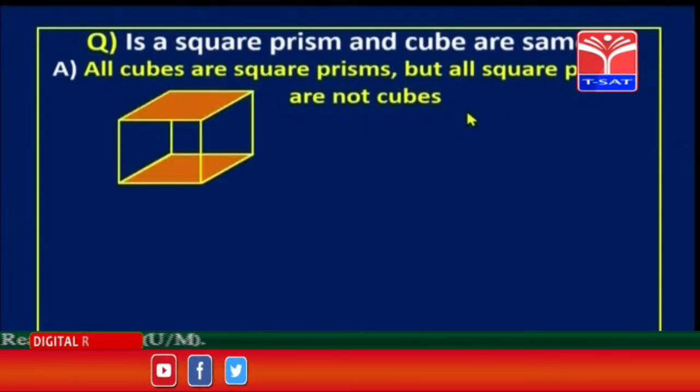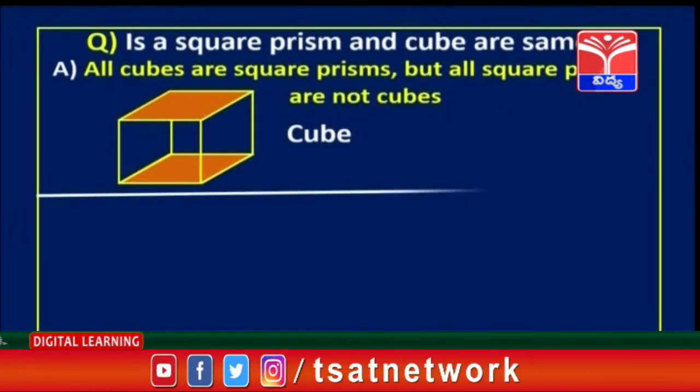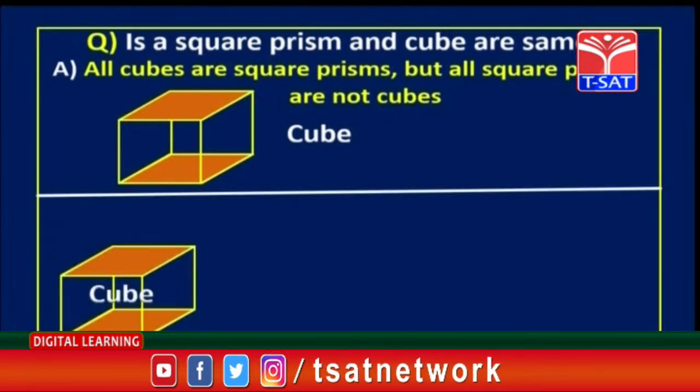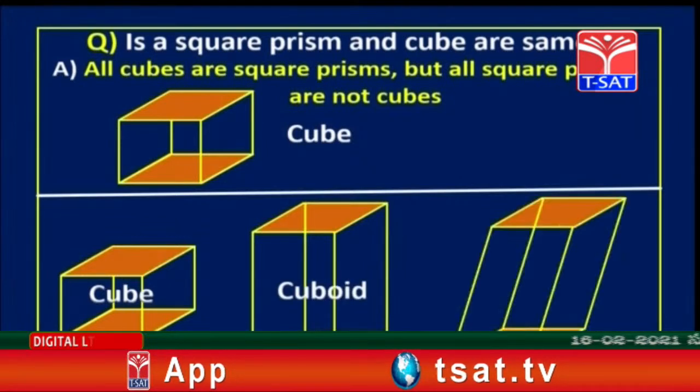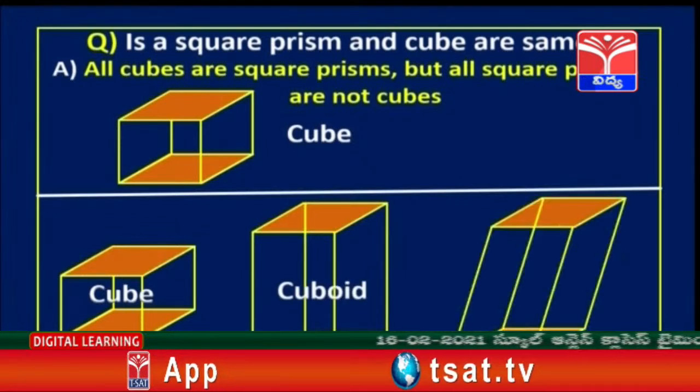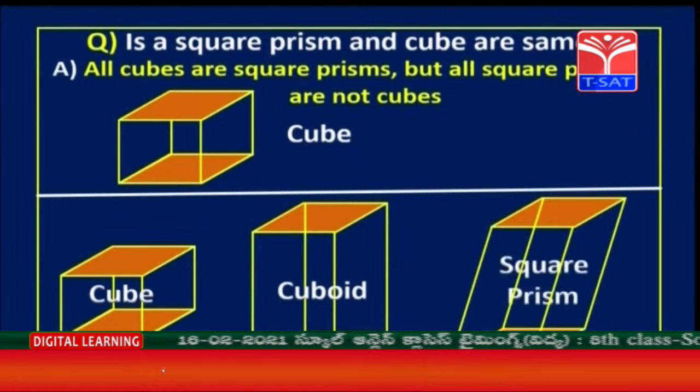Let us understand. Children, this is a cube. Now what am I doing? I am taking square prisms. This is a square prism, which is a cube. This is a square prism, which is a cuboid. This is a square prism, which is neither a cube nor a cuboid. We are just calling it a square prism.